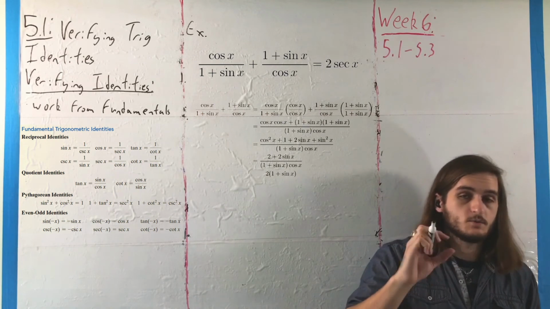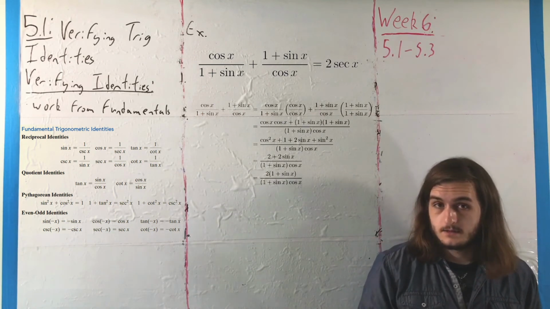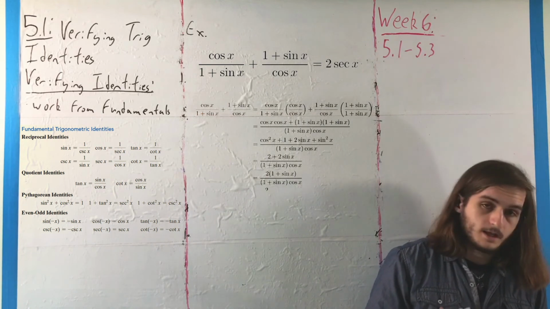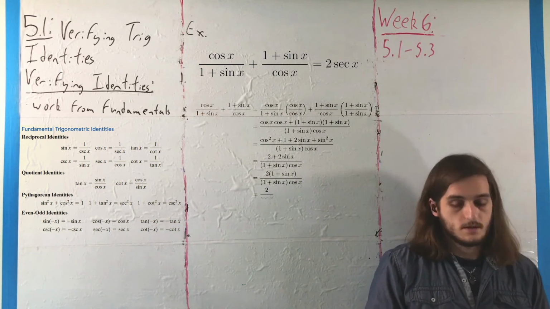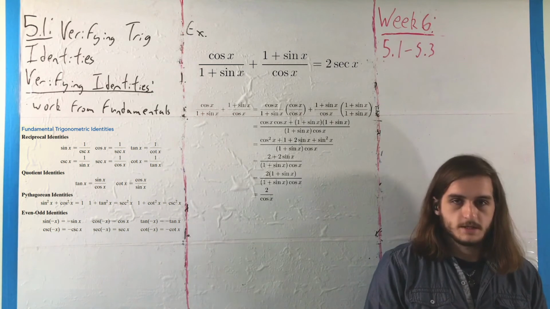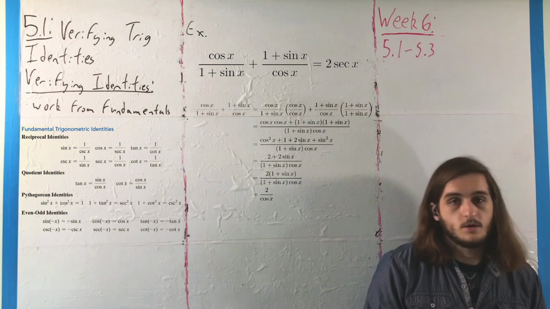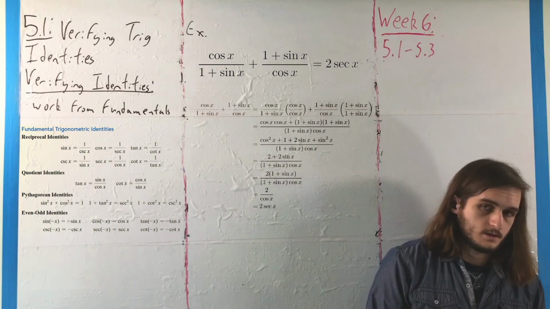We're left with 2 times 1 plus sine x, and like I said, something nice happens. There's a cancellation. We can cancel out that value there with the 1 plus sine x on the top and bottom, which leaves us with 2 over cosine, or 2 secant.